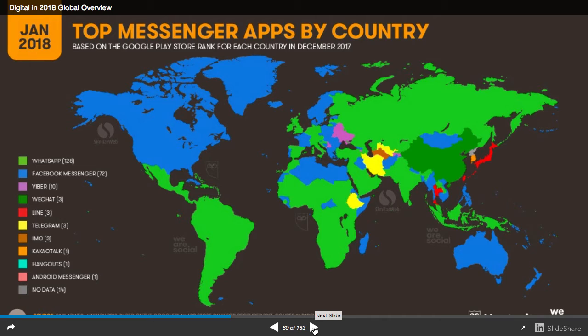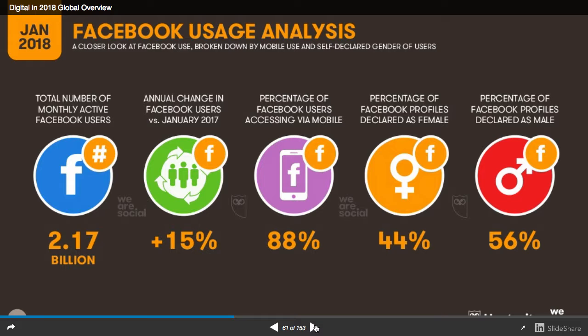And then they show you what's the most popular. Of course, Facebook Messenger is most popular in North America. WhatsApp is pretty much around the world. It looks like Japan has their own kind of thing. Total number of monthly active Facebook users, 2.17 billion.